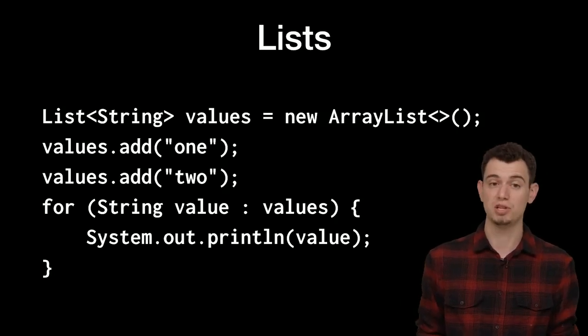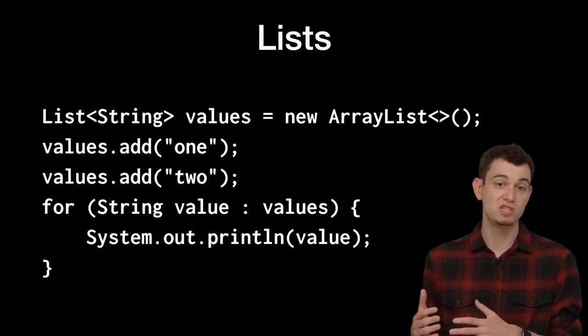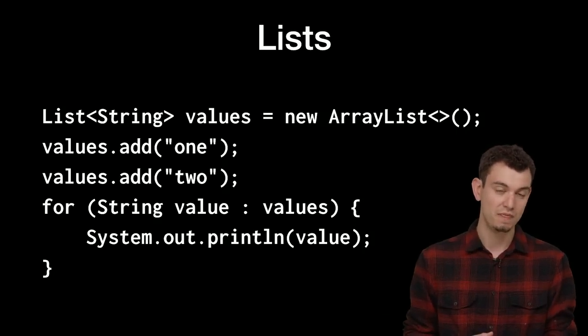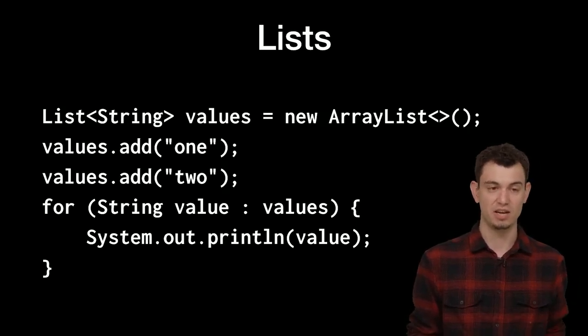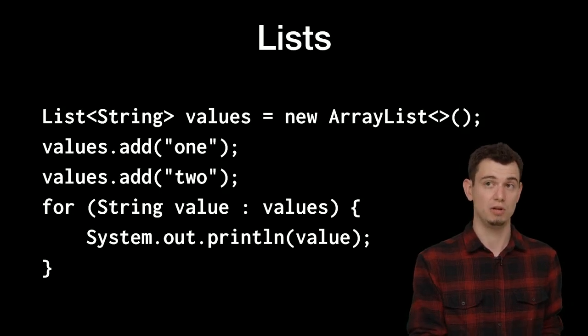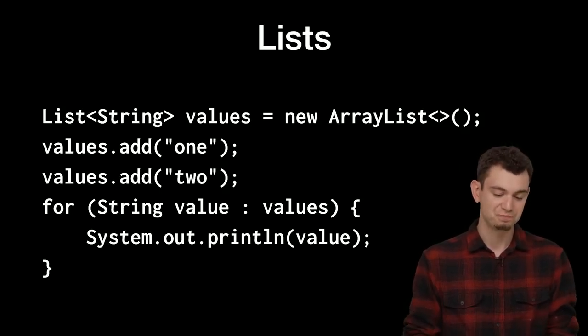And the type of list I want to create is an array list. Java supports a few different types of lists. Array list is the simplest, and so we're just going to use that. Then in these next two lines, I'm going to be adding an element to that list. I can say values.add1, values.add2, and after those two lines execute, I now have a list of strings with 2 elements. So you can see I'm dynamically adding elements to that list.